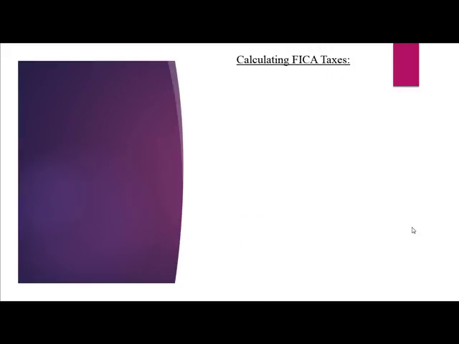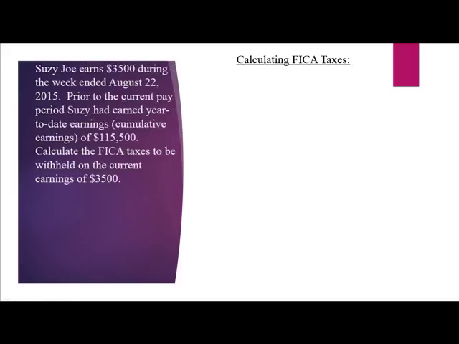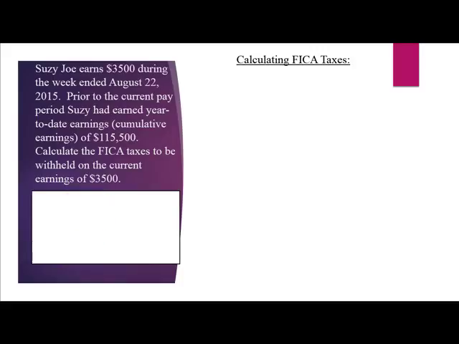Another example of calculating FICA taxes. Susie Joe earns $3,500 during the week ended August 22, 2015. Prior to the current pay period, Susie had earned year-to-date earnings of $115,500. Calculate the FICA taxes to be withheld on the current earnings of $3,500. Here's the facts. Weekly pay, $3,500. Year-to-date earnings, $115,500. Pay period ending August 22, 2015.